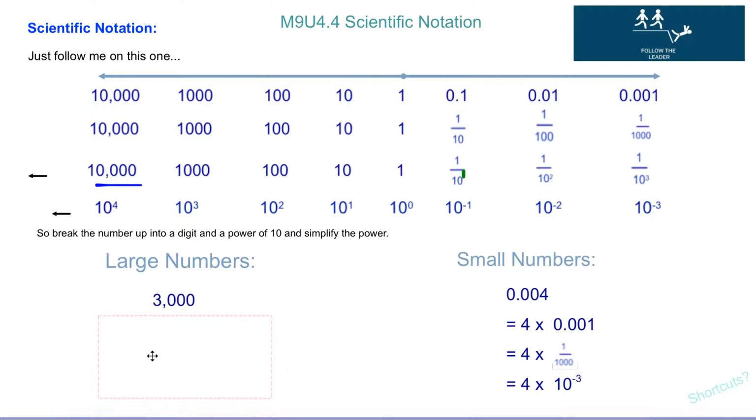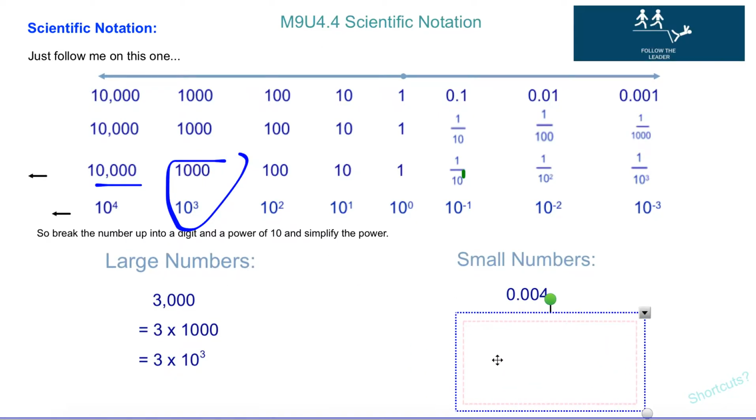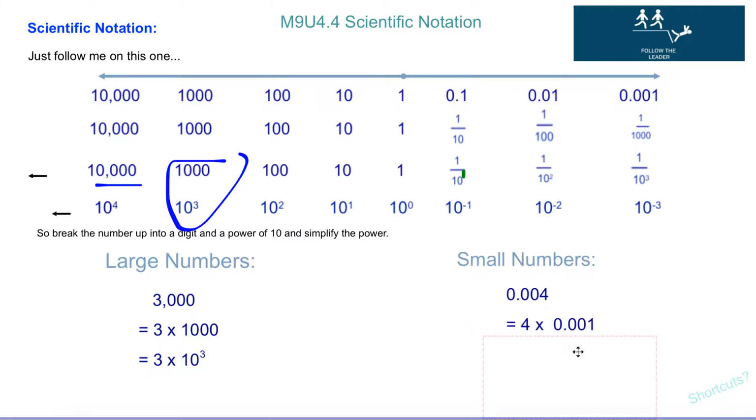So for big numbers, say 3,000, you could call it 3 times 1,000, and then you could call 1,000 by its nickname, 10 to the third. So that's where 3 times 10 to the third comes from. 3,000 is 3 times 1,000, and 1,000 really is 10 to the third: 10, 10, 10. Same thing here. This is tenths, hundredths, thousandths. This is 4 thousandths, which means 4 times 0.001 or 4 times 1/1,000th, right? And 1/1,000th really is 10 to the negative 3, and that's where that idea comes from.